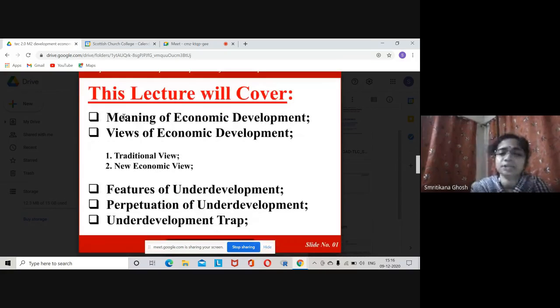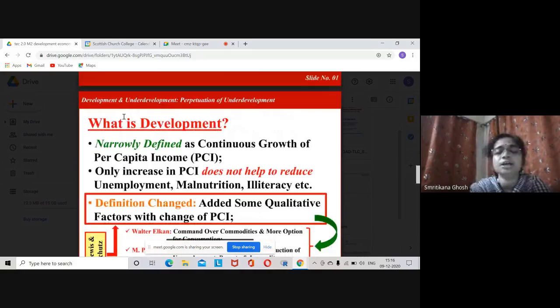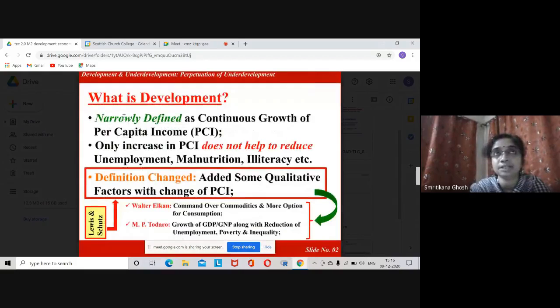So the first point is, what is development? Before the 1960s, economic development was explained in terms of a continuous increase in per capita income. Now, what is per capita income? It is the total income of the nation divided by the total population of the nation. So, if there is a continuous increase in per capita income, that economy is considered a developed one.